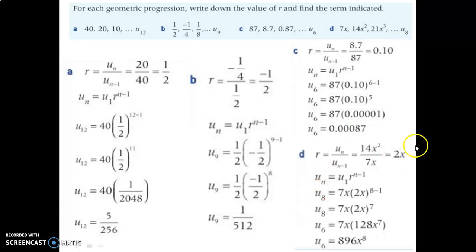In D, our common ratio is 2x. That's okay if we have an expression like that. There can be a variable in it. Use the formula and you end up with this. Again, it's okay that we still have the x to the 8th power. In this case, there's no way to avoid that.